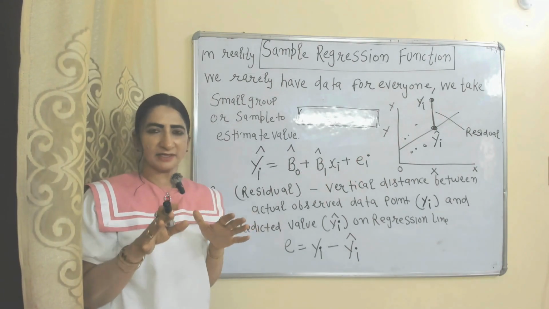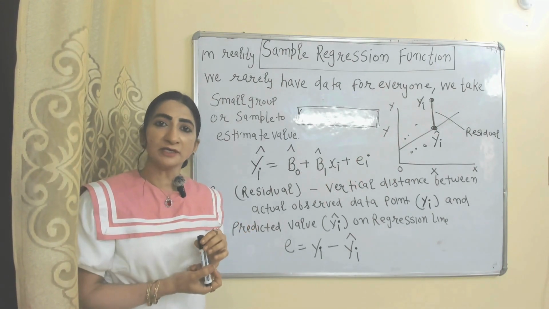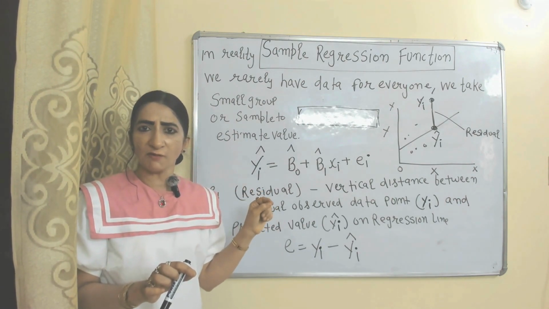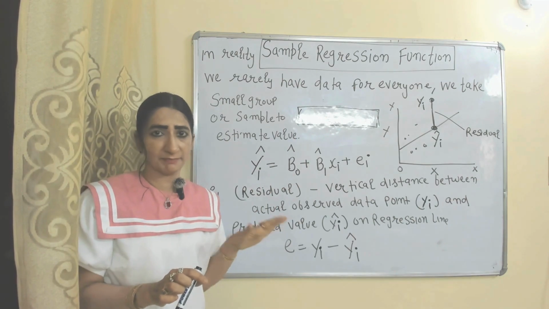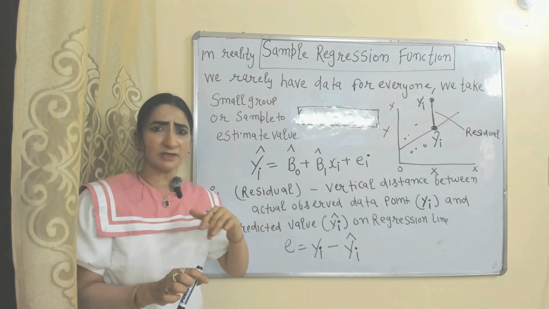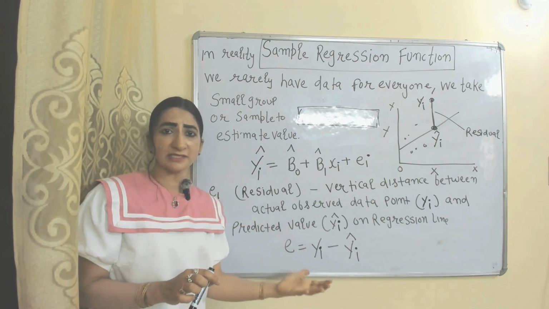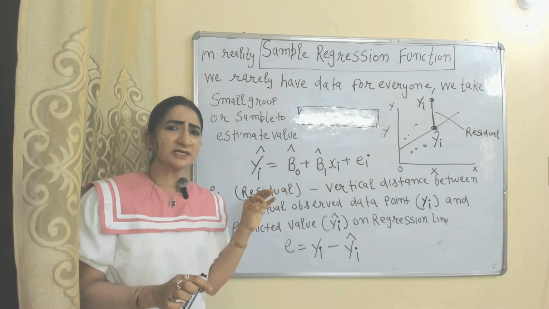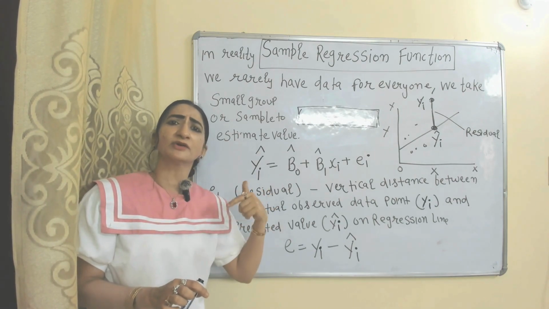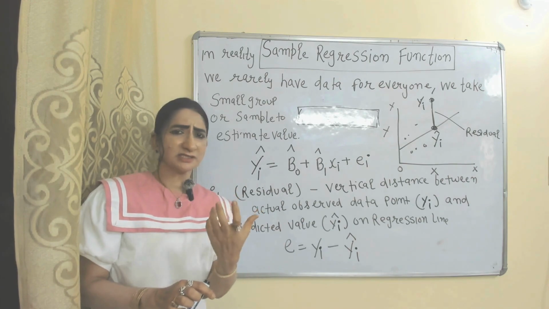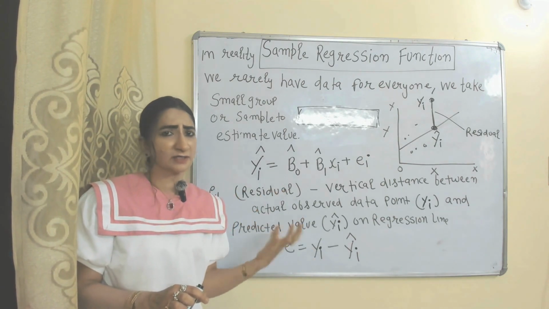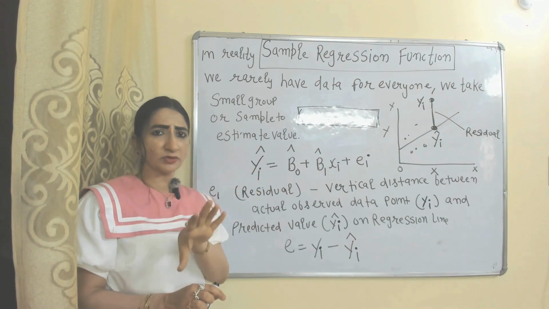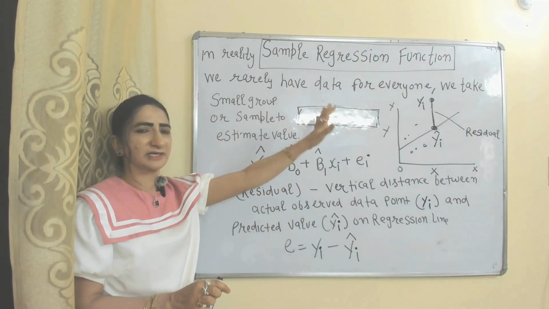Now we'll see the sample regression function. This is also a fundamental part of two-variable regression analysis. Population regression function describes the entire population, but in real life we don't have so much time, resources as well as data in order to describe the entire population. That means in real life we rarely have data about everyone. That's why we just take a small group or sample in order to estimate a value. When we take a small group or sample in order to estimate a value, it is called the sample regression function.